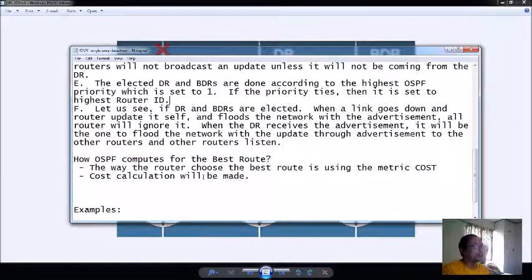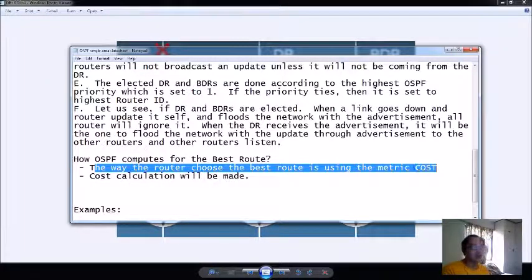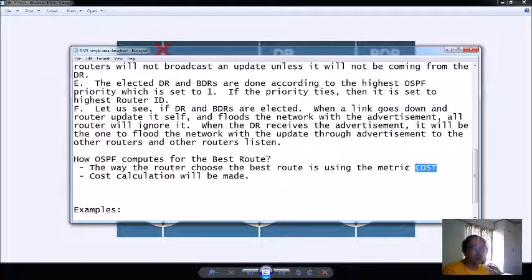So basically, when OSPF computes for the best route, the way the router chooses the best route is using the metric called cost. So kinahanglan na nato ang cost. Correct? And you know the cost already of each type of protocol. Like for example, the RIP, we have to identify the number of hops, right? When we are using the EIGRP, we are using the bandwidth and the delay. So those are the costs. But in the OSPF, we are computing the cost in terms of bandwidth.